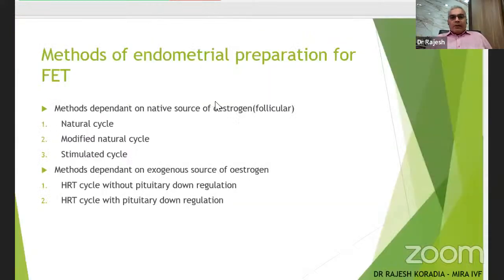There are different methods for endometrial preparation in a frozen embryo transfer cycle. The methods which are dependent on a native source of estrogen, that is the follicular source, are natural cycle, modified natural cycle, and stimulated cycle. And the methods which are dependent on an exogenous source of estrogen are HRT cycle without pituitary downregulation and HRT cycle with pituitary downregulation.